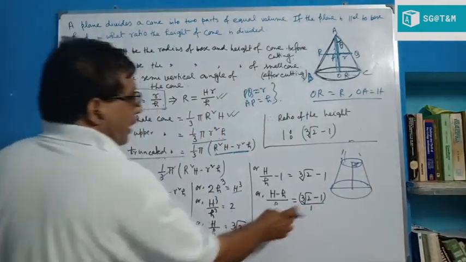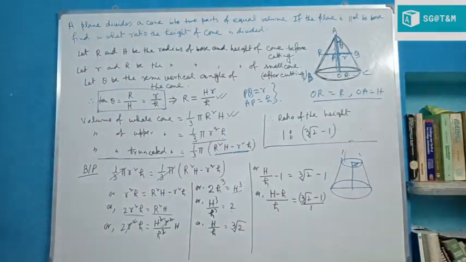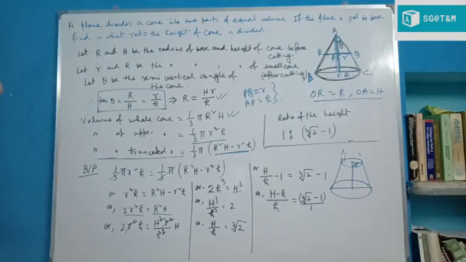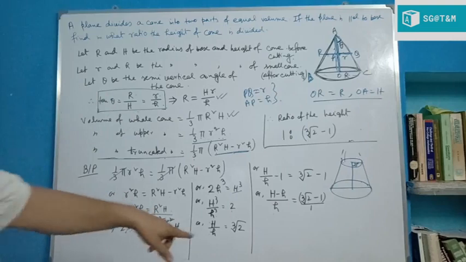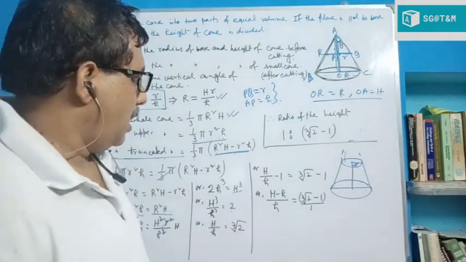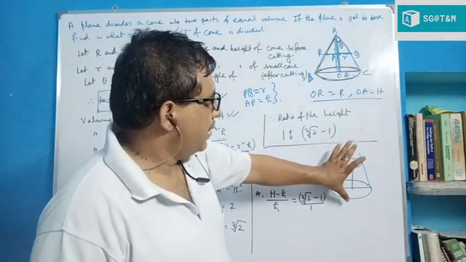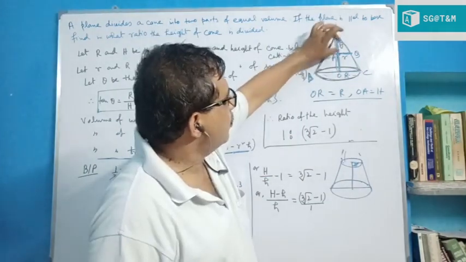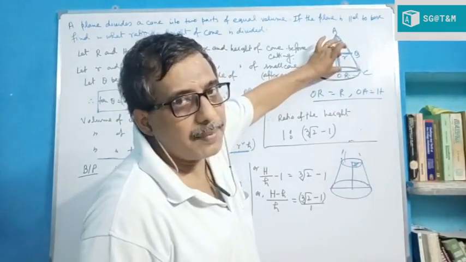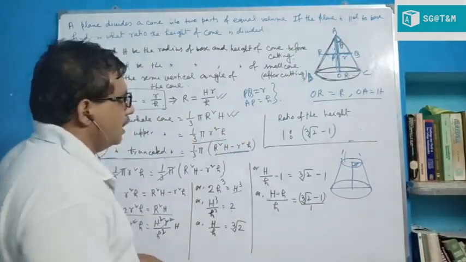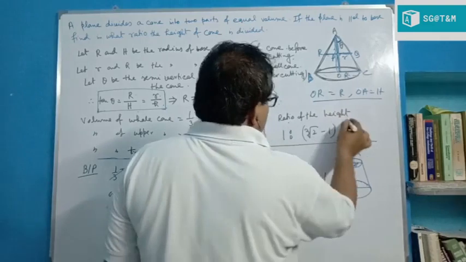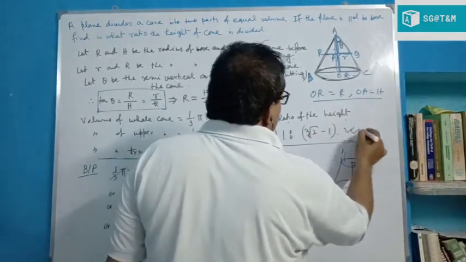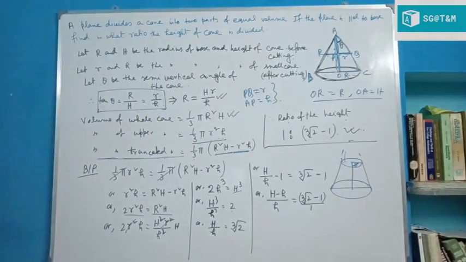Suppose this is 1 by 1 for the ratio. So what is the height of the truncated portion? The height of the upper portion is small h, and the total height is capital H, so the truncated portion is nothing but capital H minus small h. Therefore, the ratio of the heights is 1 : cube root of 2 minus 1. This is the answer.